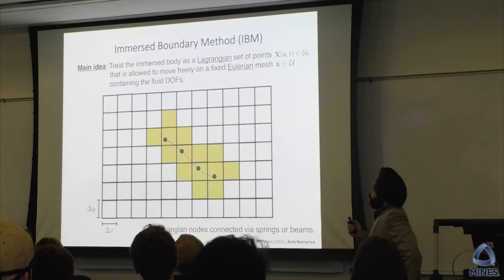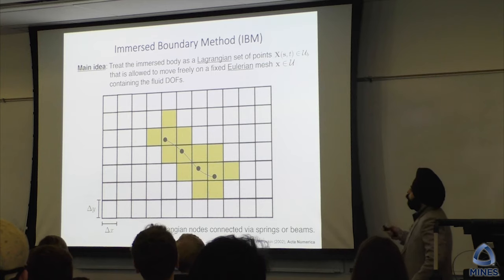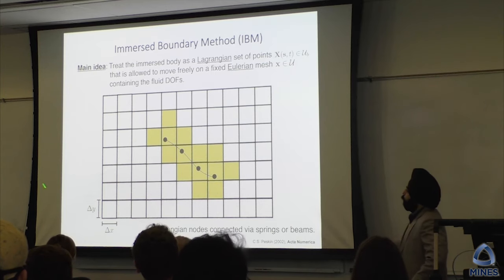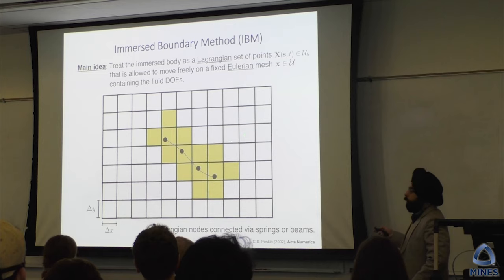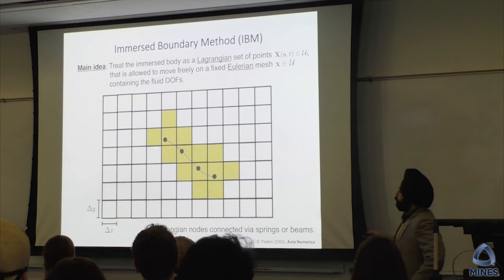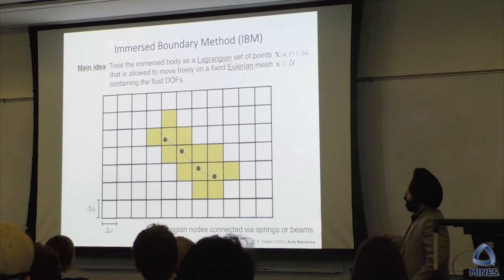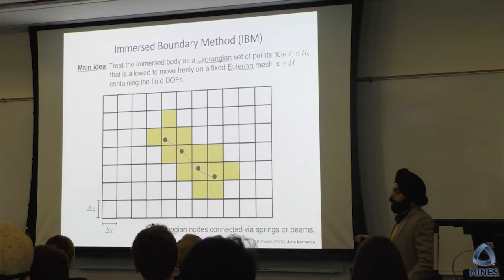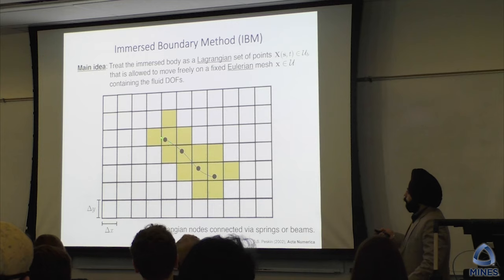So the basic terminologies used in immersed boundary methods are the following. Imagine you have a fluid domain that is stored on the background grid. It is called the Eulerian grid. And you have a structure or moving solid that is represented by marker points. This is called the Lagrangian mesh. Each of these meshes may or may not be connected to each other.